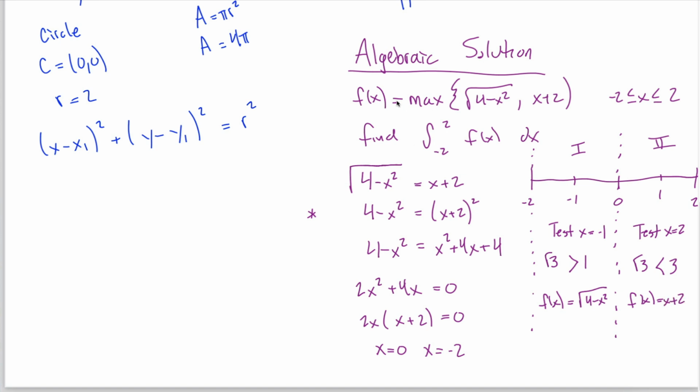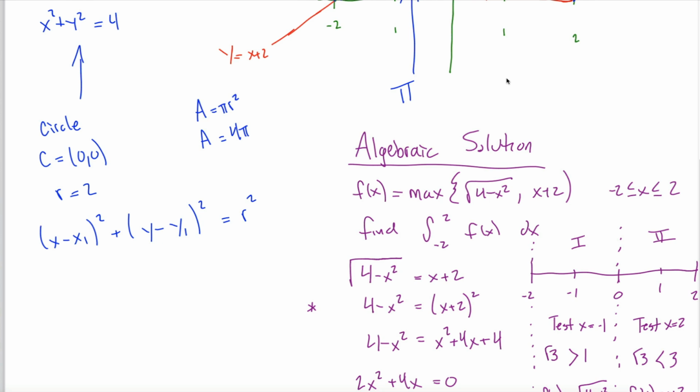So really, this function that's defined to be the maximum of these two expressions, I can think about as just a piecewise function that takes on the value the square root of 4 minus x squared if x is between -2 and 0, and takes on the value of x plus 2 if x is between 0 and +2. Note that I gave 0 to this function. I could have given it to this function. It doesn't matter. They have the same height at 0.